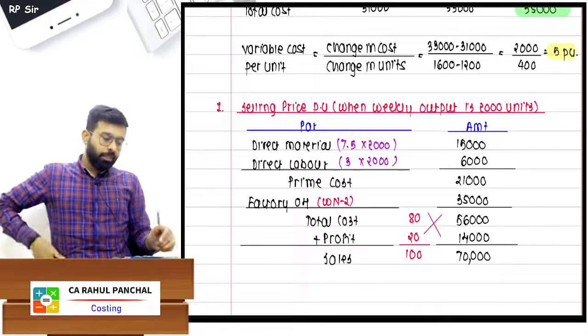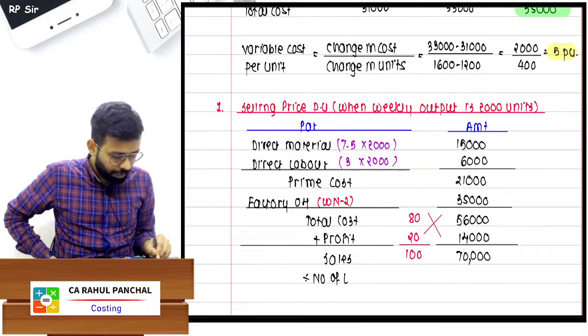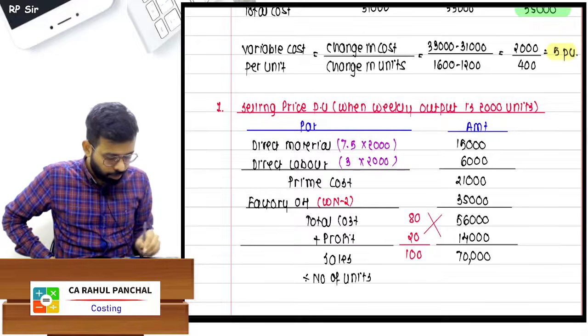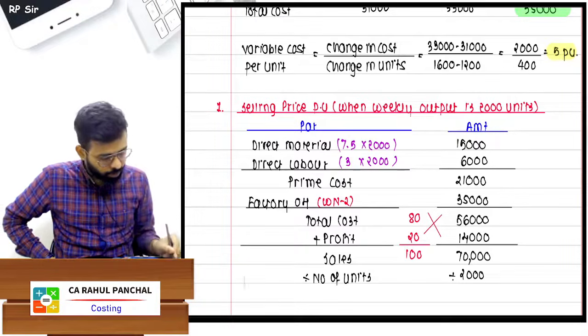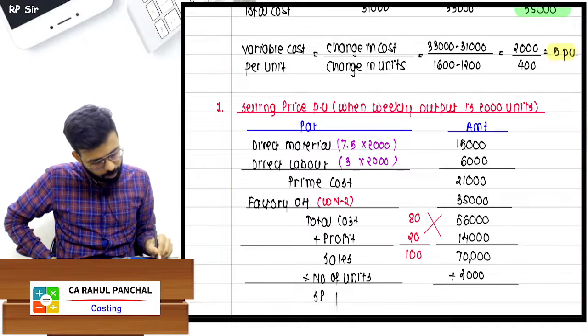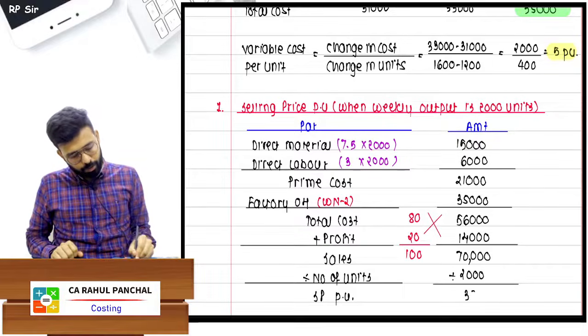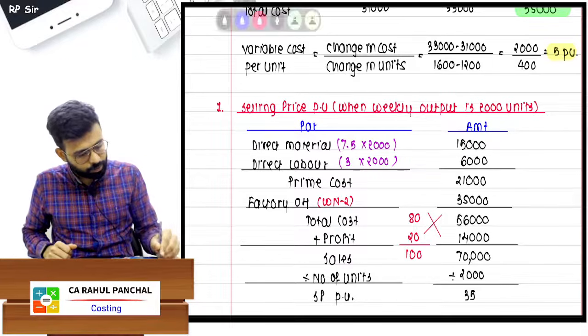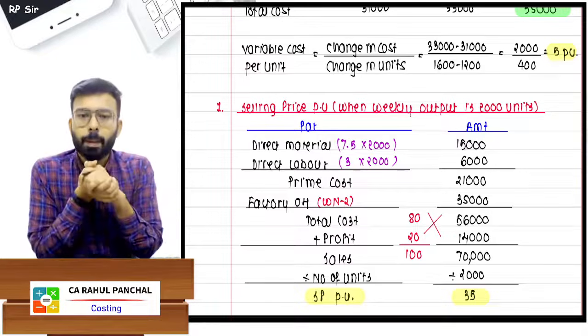But I don't want sales value, I need selling price, so divide by the number of units. This sales value pertains to how many units? 2,000 units, and your weekly production and sale is 2,000. So what is the selling price per unit? That will be 35 rupees. This is the final answer. Selling price per unit is 35.